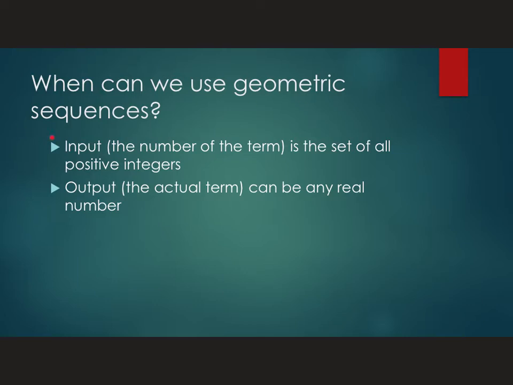So when can we use geometric sequences? Geometric sequences do have a few specific things we need to look at. The input, which is the number of your term, is all positive integers. So what do I mean when I say positive integers? That means it could be numbers like 1, 2, 3, 4. You can't have numbers like -7 or 2.8 or even 0. So those are your inputs because they have to be the number of the term.